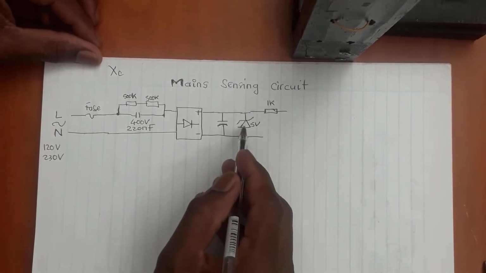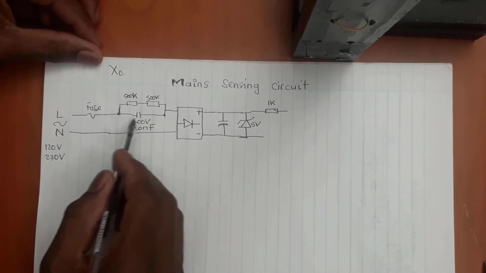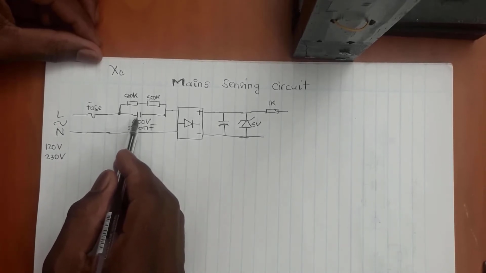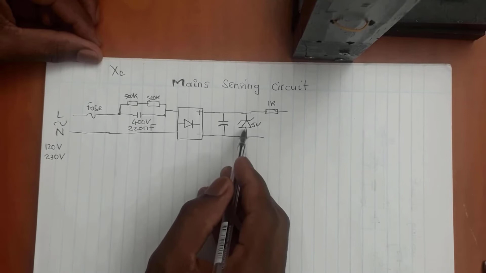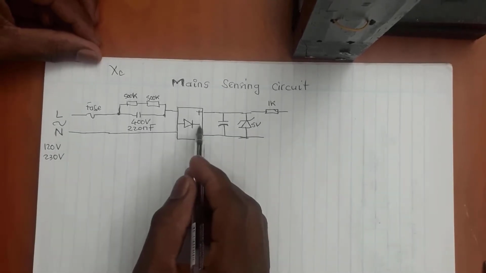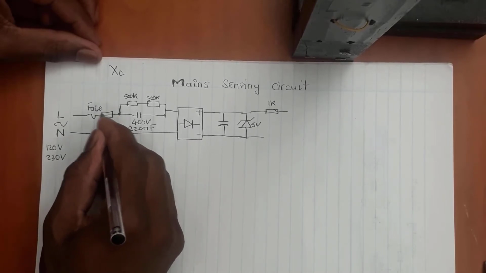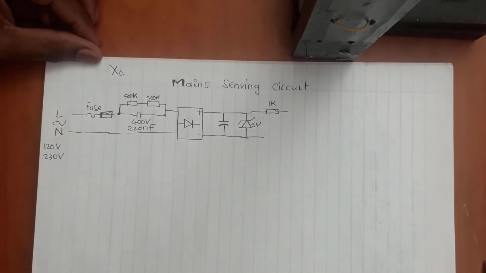So the only current limiting here is the XC, the capacitive reactance, which is limiting the current through the Zener. Otherwise, there is no protection for the inrush current. We can include a resistor here that can also limit the inrush current.